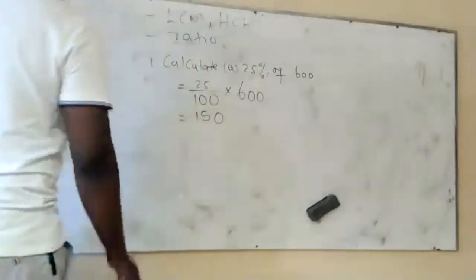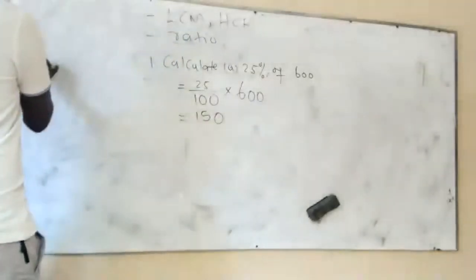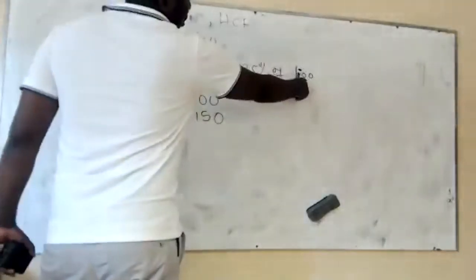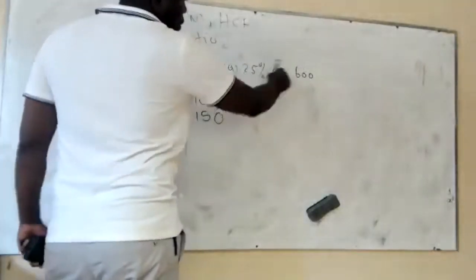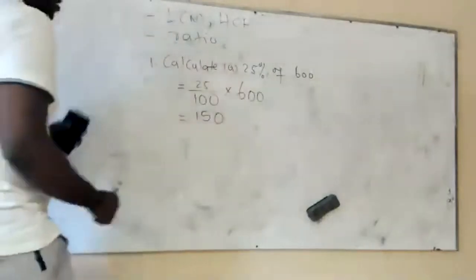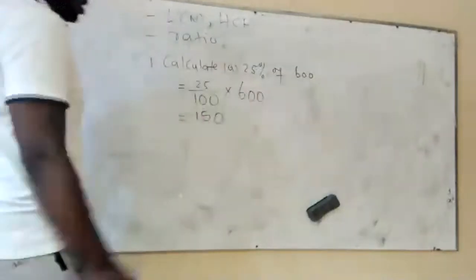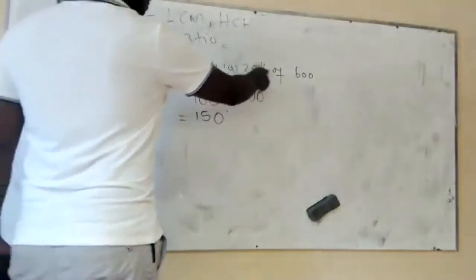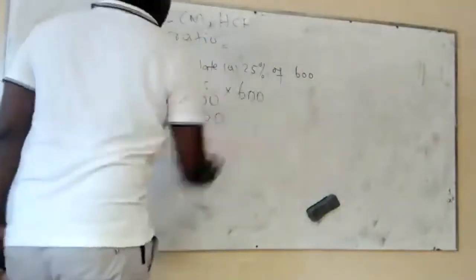So in other words, if you add it 4 times, you're going to get back to this answer, because this is a quarter of 600. If you add it 4 times, it's going to give you back the 600. So 150 is 25% of 600, which is a quarter of 600.